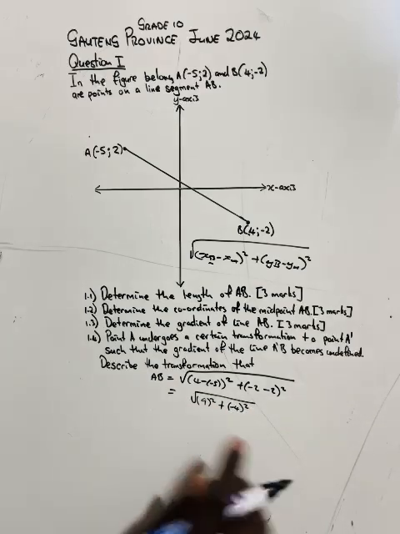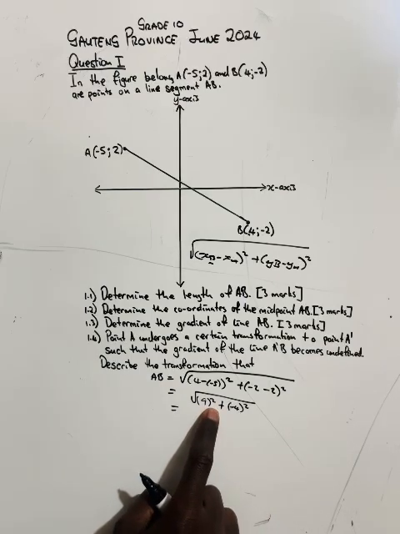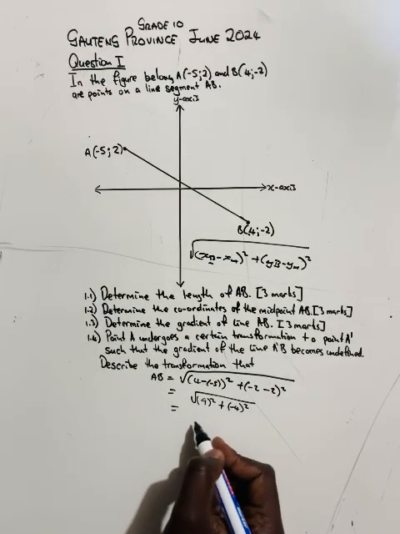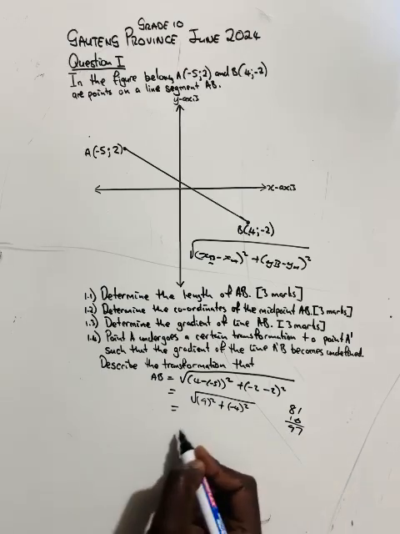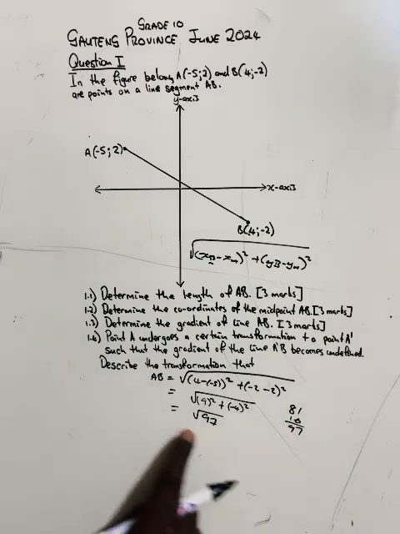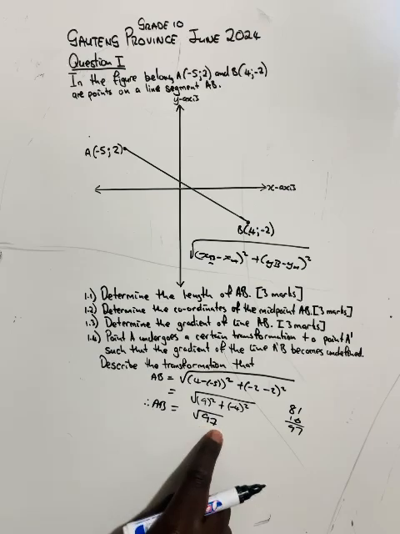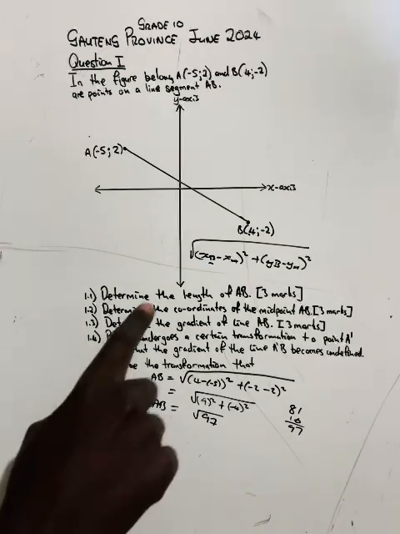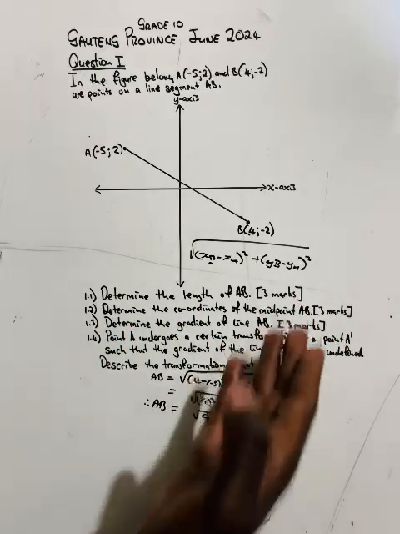So there's that square root. Now 9 squared is 81, and negative 4 squared gives me 16. So I've got 81 plus 16, which gives me 97. So I've got the square root of 97. Therefore, AB is equal to the square root of 97. I can leave it in surd form since they didn't state whether to round off or which way to leave it. So it's fine. Then I get my 3 marks.